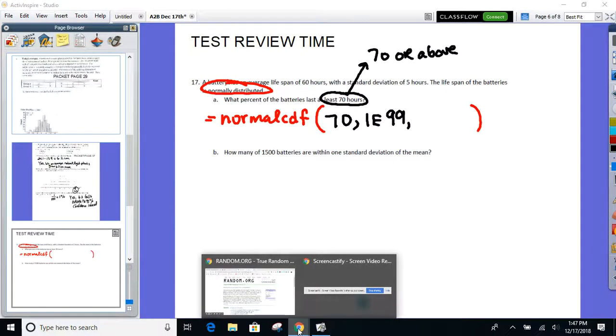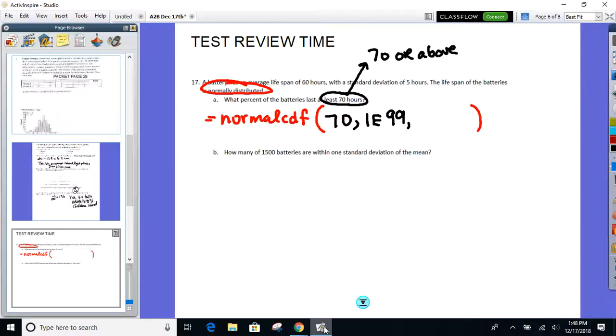What's the mean in this problem? 60. And then the standard deviation? 5. So that's what's going to go in there. Remember, that's what you show me for work if it's not a multiple choice question. Everyone all right with what I plugged in for normal CDF? You get an answer out. That's as a decimal, but I need it as a percent. And let's go nearest tenth on this one. I need it as a percent.